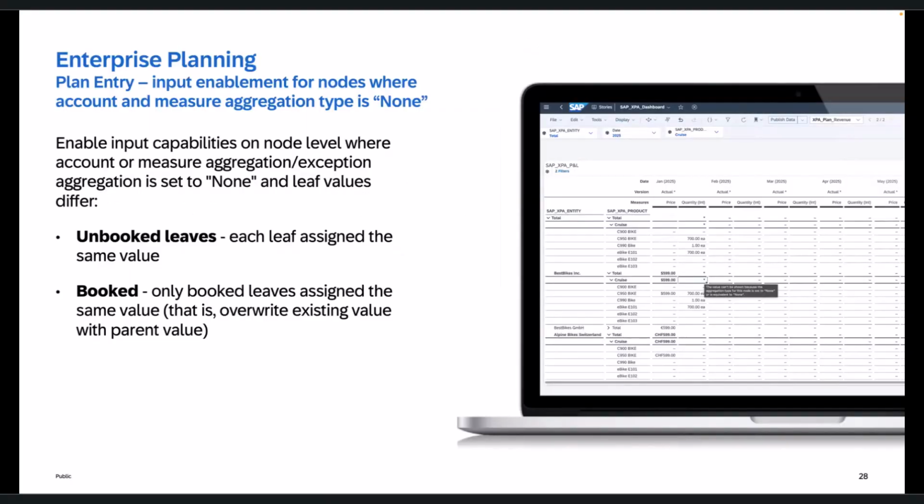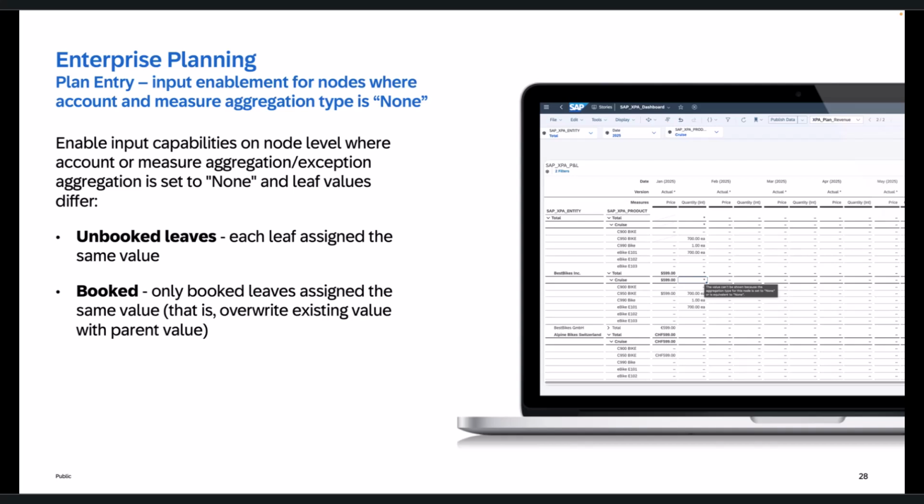Next enhancement we have is the ability to now enter data where you have an account or a measure whose aggregation or exception aggregation is defined as none. So there are some scenarios where maybe you don't want values to aggregate, but you still do want to be able to distribute a sort of a common value down to the leaves. You'll be able to do this now.